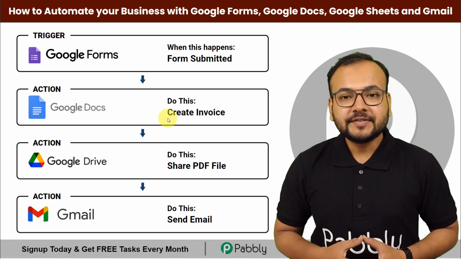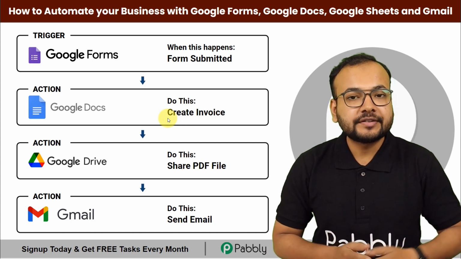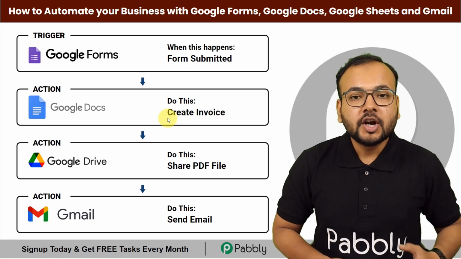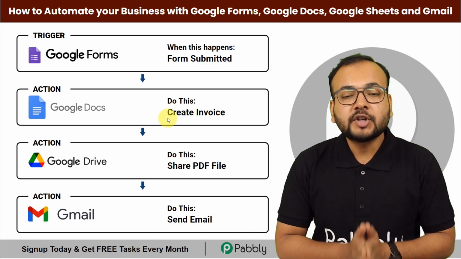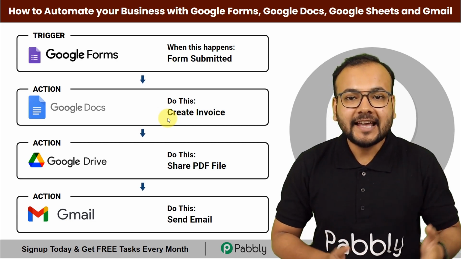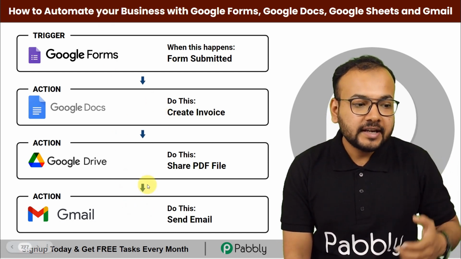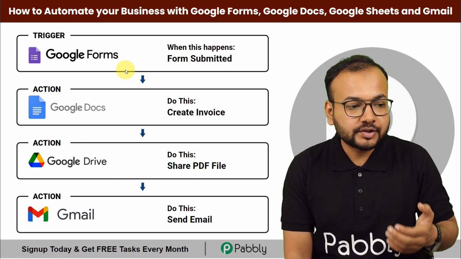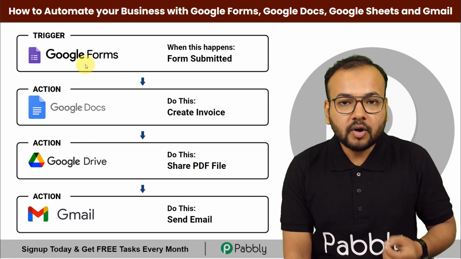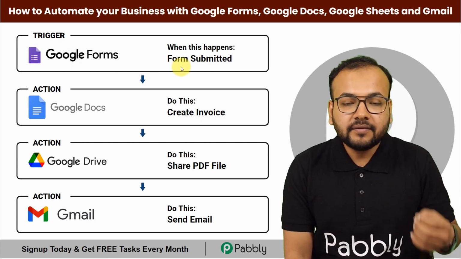Hey everyone, in this video you will learn how you can automate your whole business process, right from taking the orders to receiving the payments from your customers, using Google Forms, Google Docs, Google Sheets and Gmail applications. So this will be the flow of this automation, guys. Here we are using Google Forms to take orders from your customers. So we are connecting Google Forms as our trigger application, and the trigger event is the form submission.